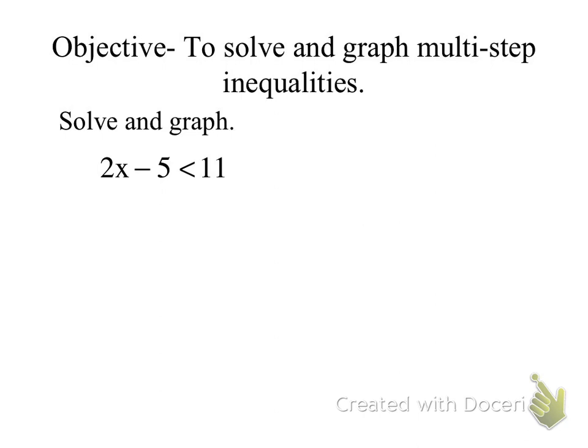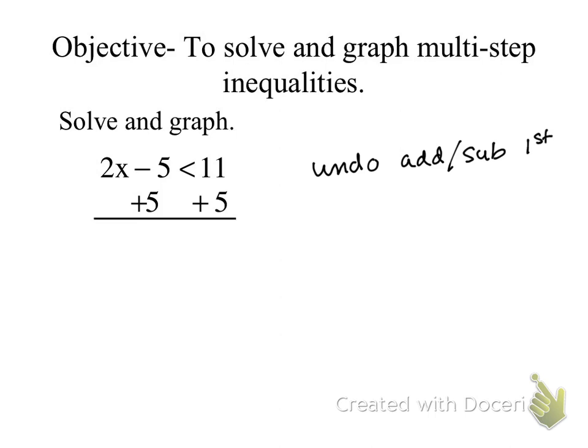Step 1, what do we undo first? Jamie? I would add 5 to both sides. Right, we undo our addition and subtraction first. So step 1, we are undoing addition and subtraction first. Okay? And then I end up with 2x less than 16.